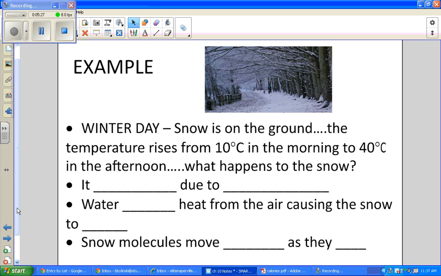This is a winter's day, and we have snow on the ground. But right now, at the time that I'm recording this, our temperature is starting to rise. So let's say it rises from 10 degrees Celsius in the morning to 40 degrees Celsius in the afternoon. So my question to you is, what happens to the snow? Now, it may seem obvious. In fact, the same word is used a couple of times, but see if you can fill this in before I show you the answers.